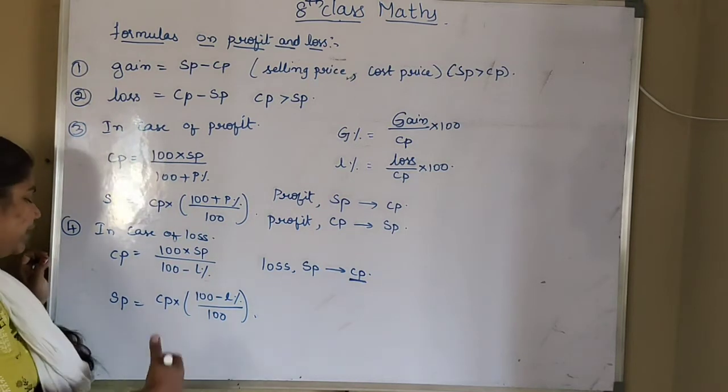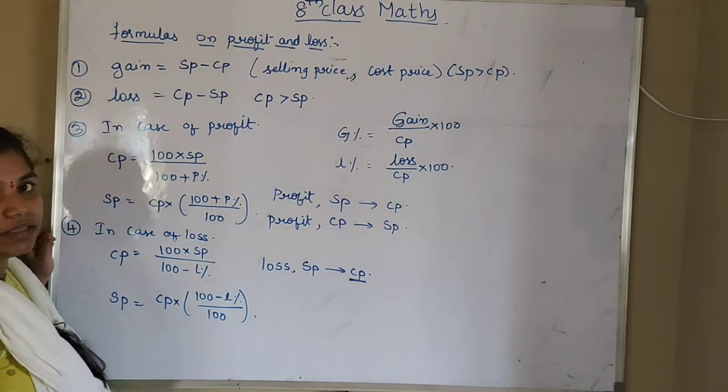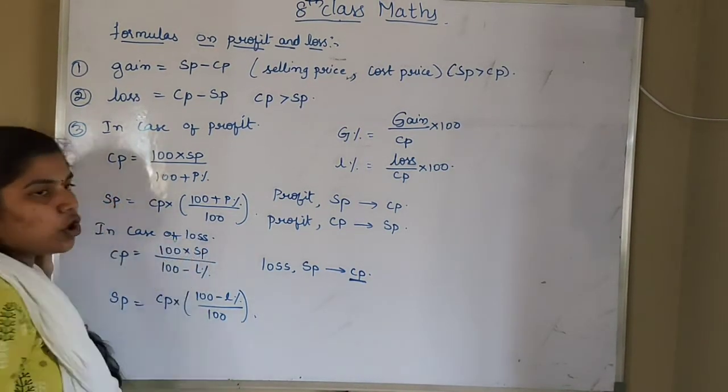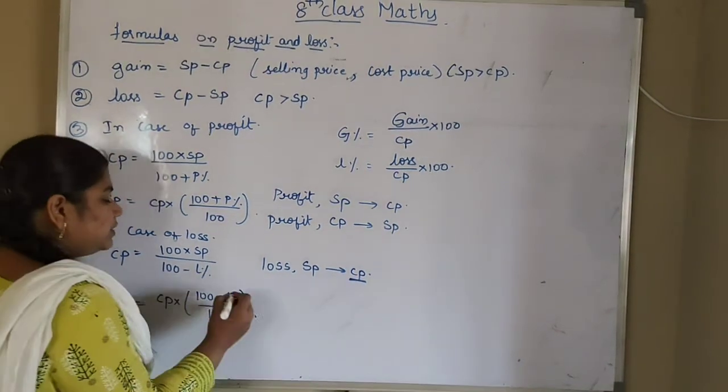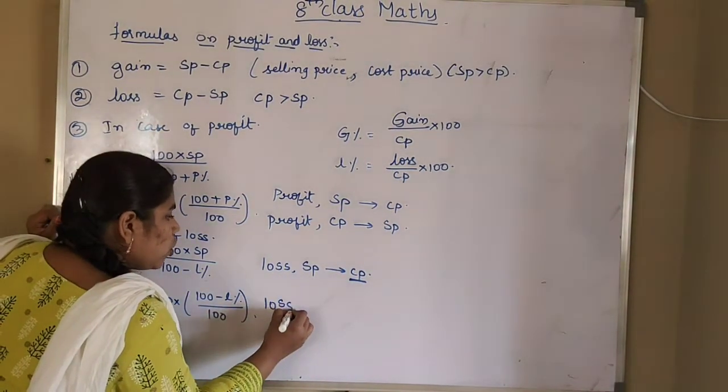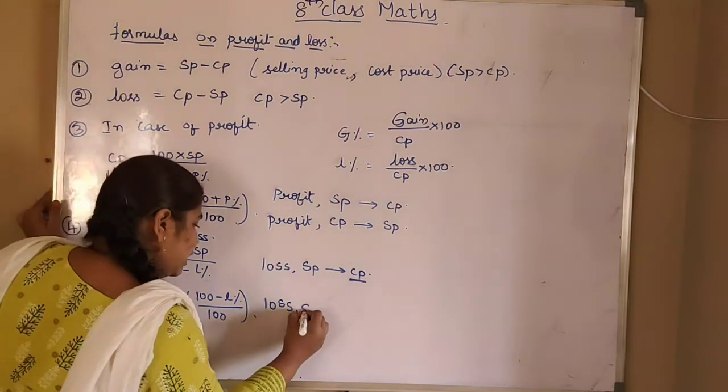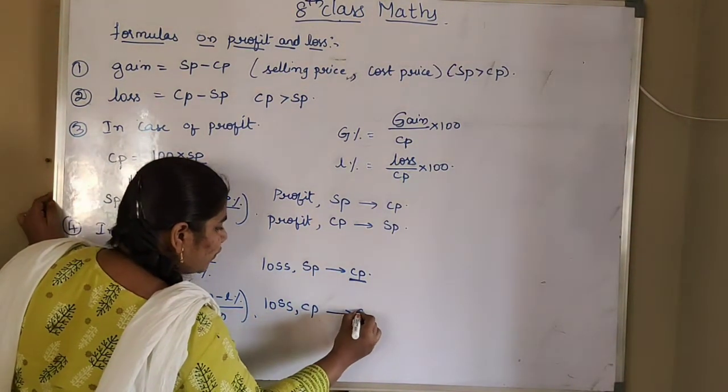Okay, now next is SP. How to find the SP in terms of loss we will see. So that means in the question they will give the loss value, they will give the CP value, you have to find the SP.